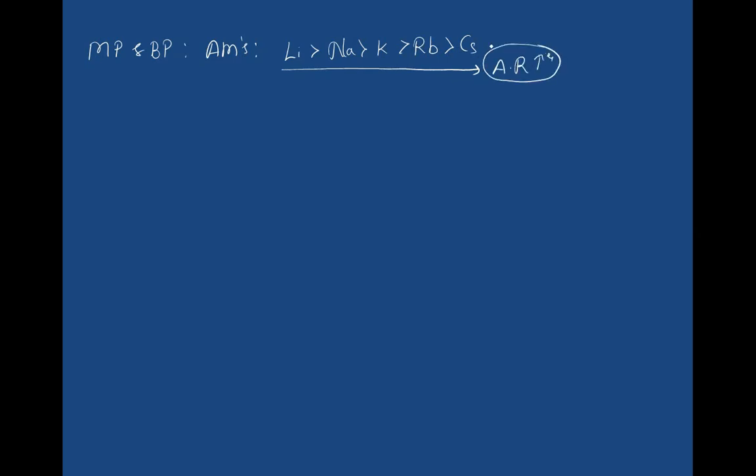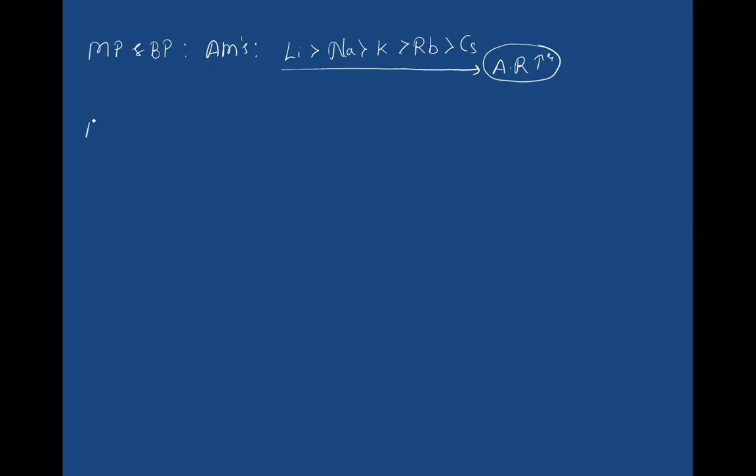Based on those facts, I will represent the order of melting point and boiling point for alkali metals like this: lithium, sodium, potassium, rubidium, cesium. Because as I move down the group, atomic radius increases, therefore in close packing structure the atoms move far away from each other, and their melting point and boiling point decrease.